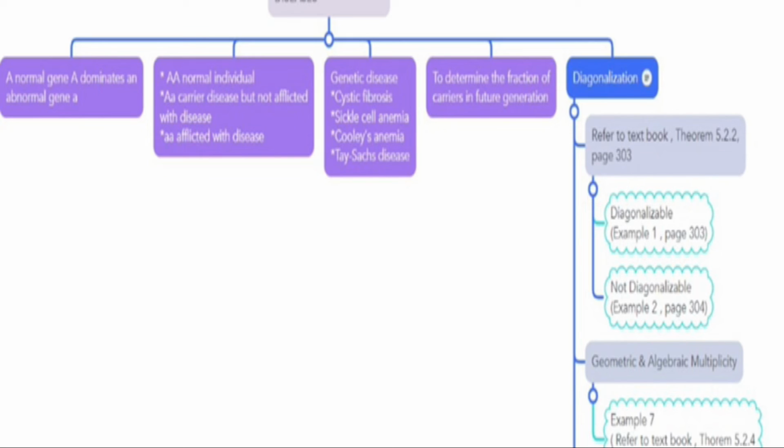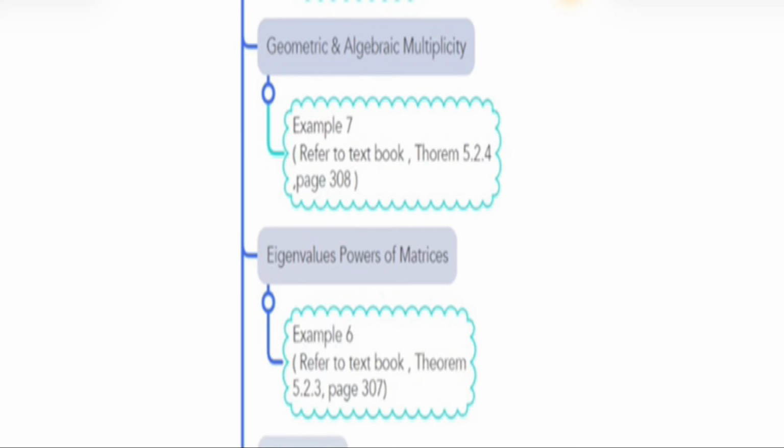X-linked inheritance can also be solved by using diagonalization. Diagonalization can be referred to in textbook page 303. We can find diagonalizable and not diagonalizable. Next, we can find geometric and algebraic multiplicity in example 7. Refer to textbook page 308.